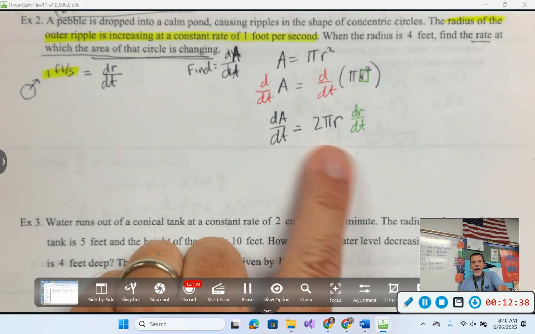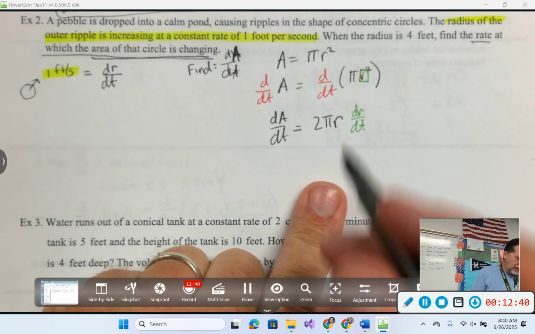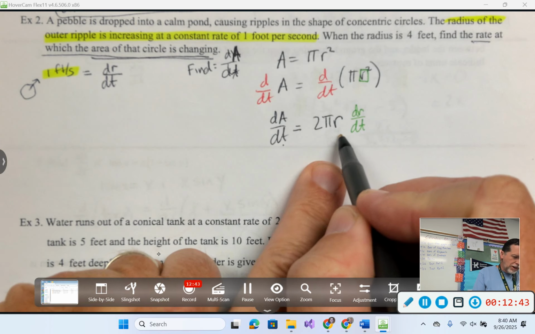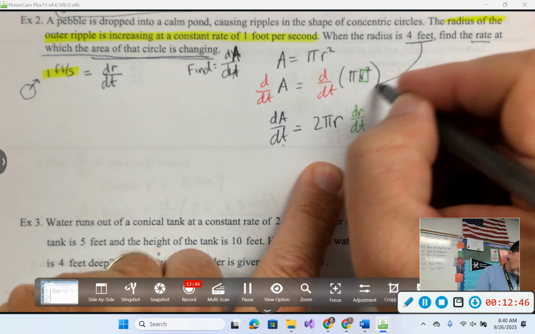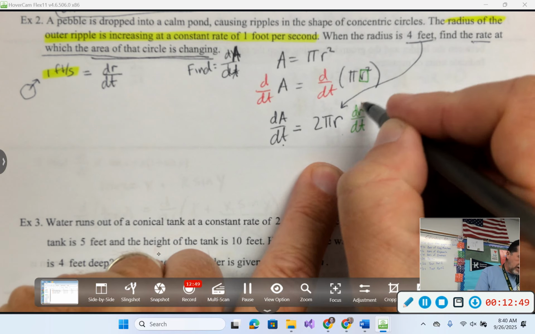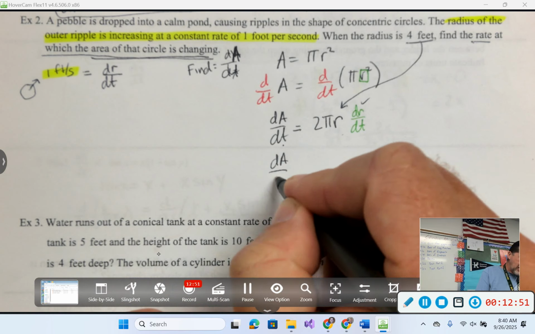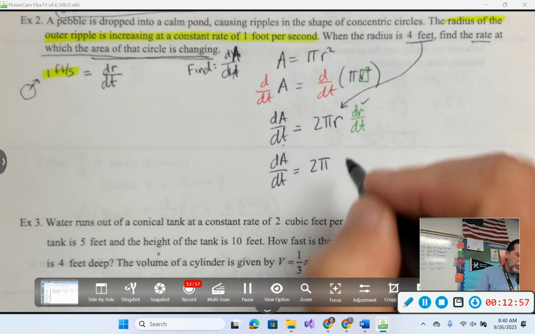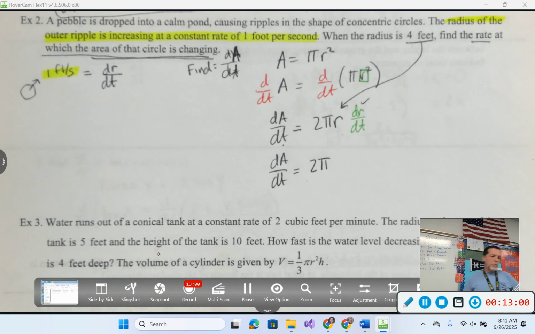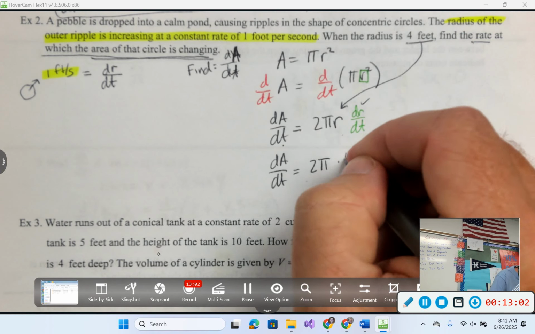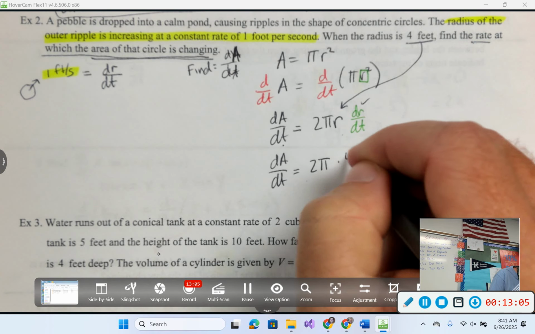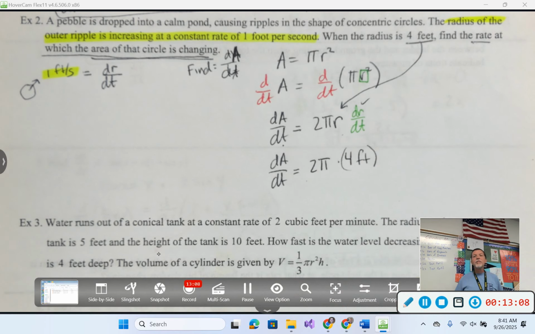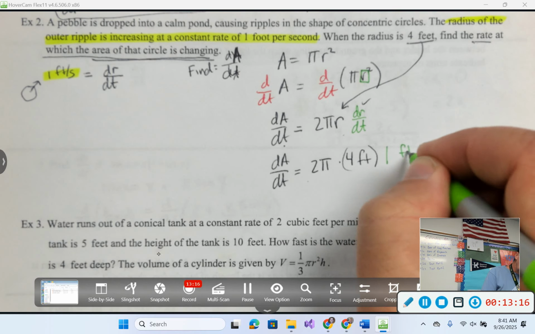Okay, do I know or have everything in here that I'm looking for? I'm trying to find dA dt. Do I know r? Yeah, r is 4. And I know dr dt, so I'm ready to plug things in. dA dt, 2 pi. I'm going to do something that you guys rarely do, but you should do it, especially in physics, and that is plug in with your units. So r isn't just 4, r is 4 feet. And dr dt isn't just 1, it's 1 feet per second.